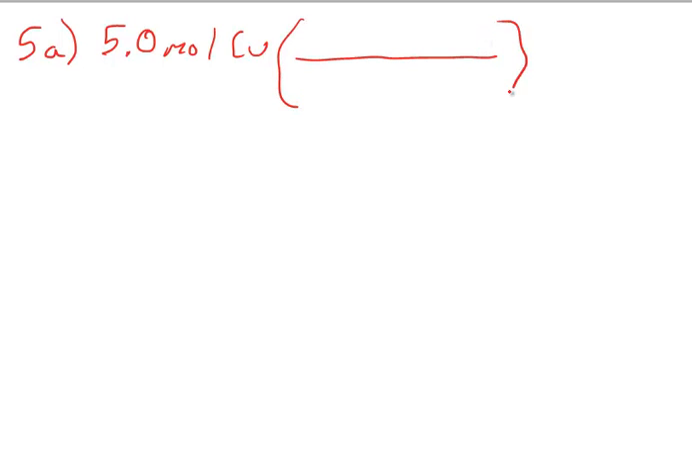Okay, for the next problem, I'm going to jump to 5a. So for C and D, you can try on your own. 5a, we have 5.0 moles of copper. We want to get rid of moles of copper and go to grams of copper.